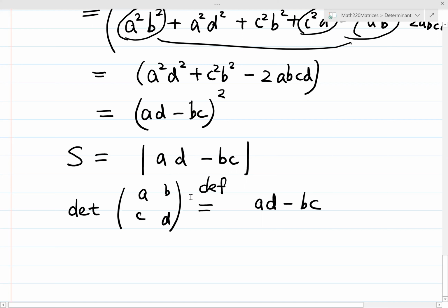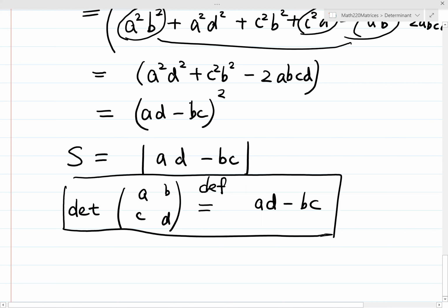So we define it to be this. And you see this definition is not artificial. It should be a natural choice. We don't have any better choice to define. So this is the choice that we should use. Okay, so that is the 2 by 2 determinant.